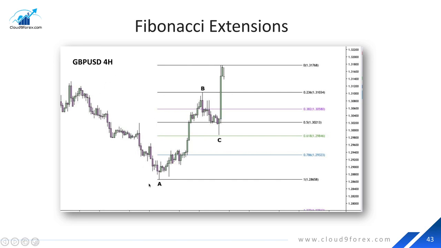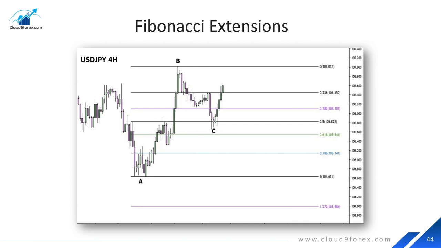GBP USD 4 hours. So this is an uptrend. So we have the 100% at the bottom. Then we have the high for the 0 right there. So we have our A, B, C pattern. So this actually came back and tested the 61.8 and flew up. USD JPY 4 hour, same thing. 100 at the bottom, 0 at the top, A, B, C. So it's usually around the 61 and 50% level.